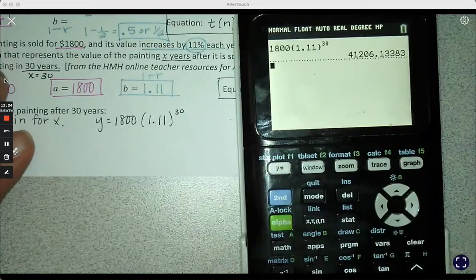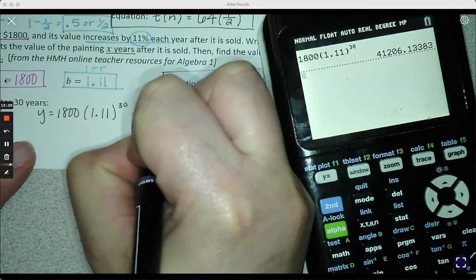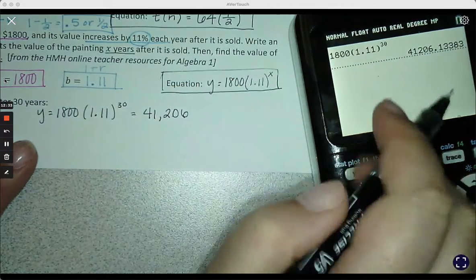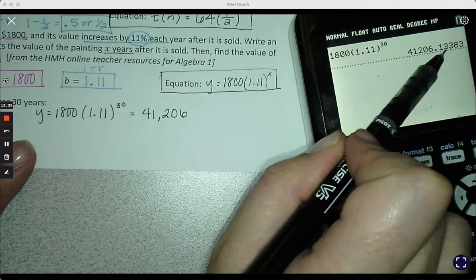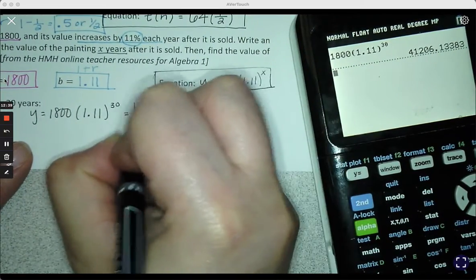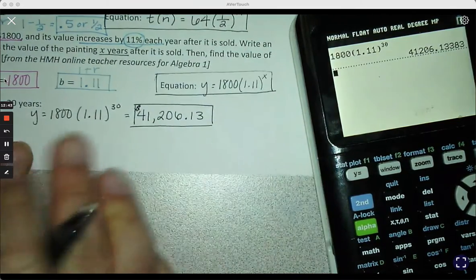Okay, so we're dealing with money. So give me 1 second, let me write this down. So $41,206. We're dealing with money, so we're rounding to 2 decimal places. So 0.13. Okay, there we go.